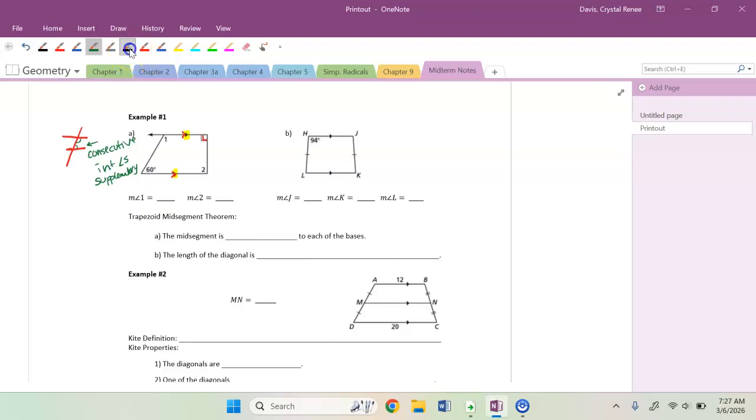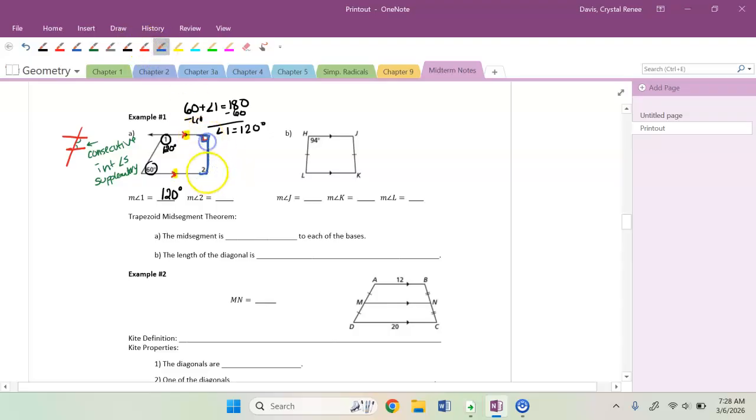Well, if you notice, if we take these two angles, that would be equivalent to these two angles. So I can say 60 plus angle 1 is equal to 180. Minus 60 on both sides, I get angle 1 is 120 degrees. So angle 1 is 120 degrees.